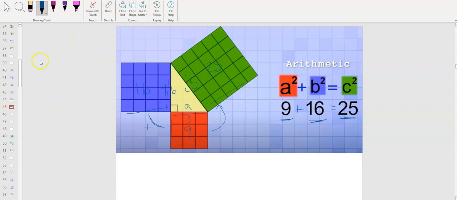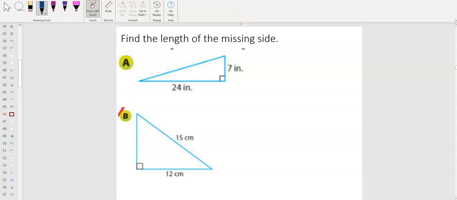So what we're going to do today is apply that and figure out how to find the missing side if I know A and B, or if I know A and C. All right, so here we go. We've got a couple things here. We need to find our missing side. This side is directly across from our right angle, so that means it is our hypotenuse C. So again, I'm going to use the Pythagorean theorem, A squared plus B squared equals C squared, and I'm going to take what I know. Now this is A and B.